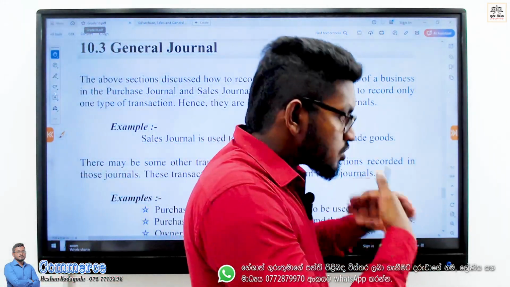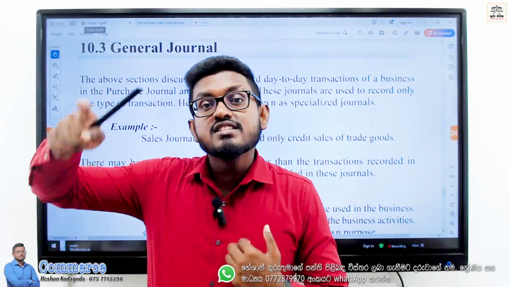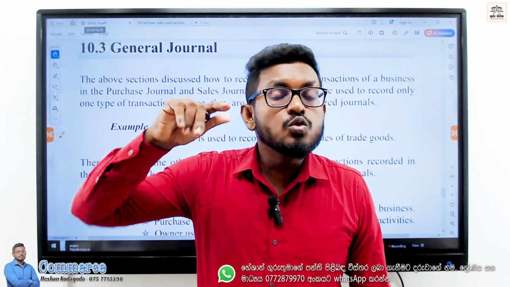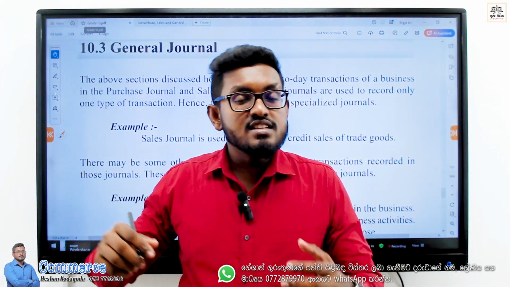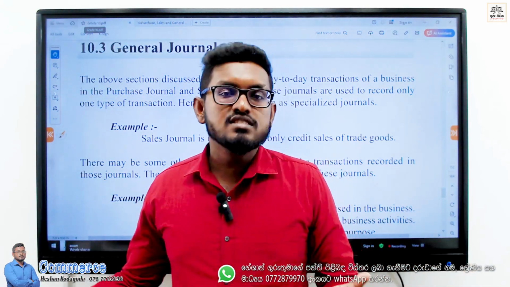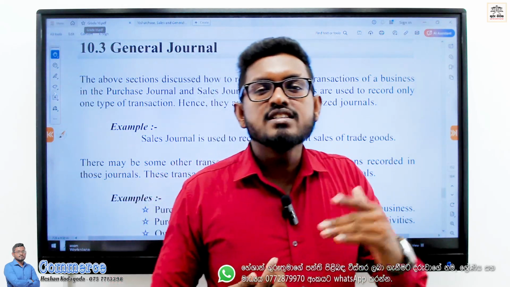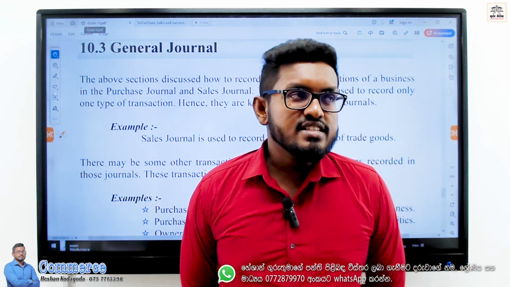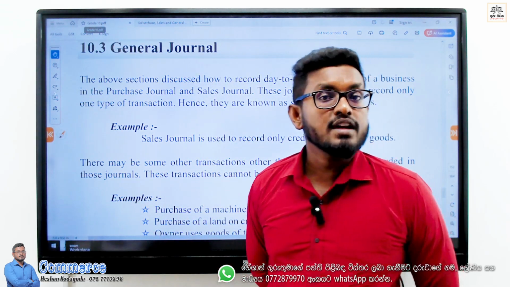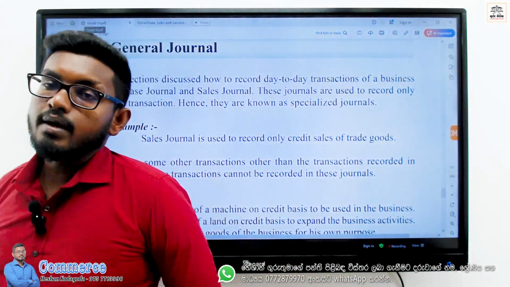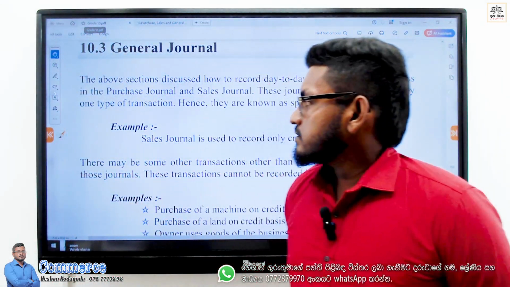Owner's goods drawings also recorded in the general journal. Why? We record owner's cash drawings in the cash. But owner's goods drawings are recorded in where? General. Even if the owner takes the motor vehicle from the business home, it goes there. Except cash drawings, all other drawings are recorded in where? General journal. Easy. Even if the owner takes a piece of land from the business, that land is a non-current asset, and the owner can transfer it to his own name. Sole proprietorship. Right? Okay.